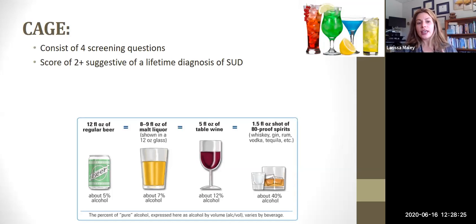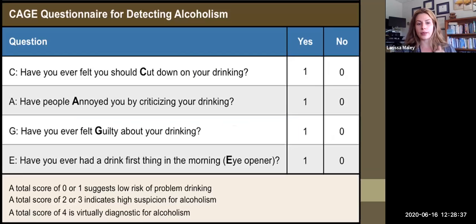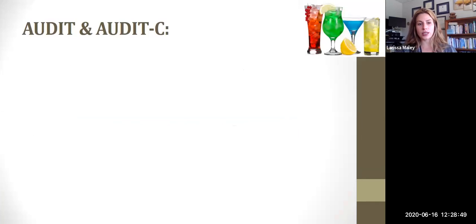So the CAGE is a very quick and dirty 4-question screen specific to alcohol. And it identifies problematic alcohol use across the spectrum for women and men, for adults. So it's just these 4 questions, yes or no, and it gives us a total, which sort of tells us, are they at risk or not at risk? So it's a really quick and dirty assessment.